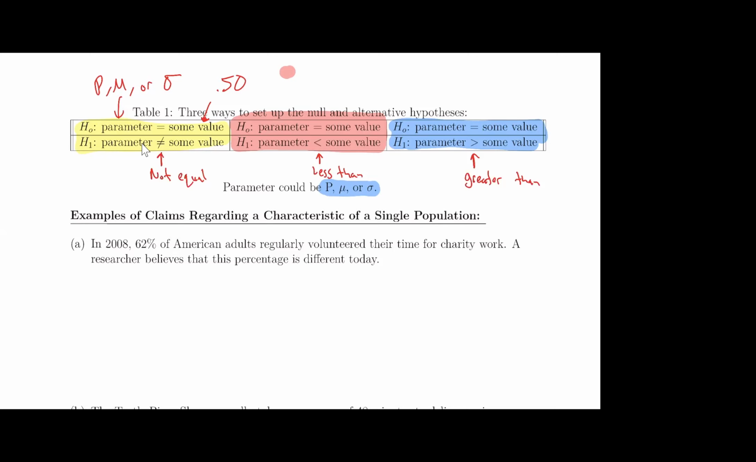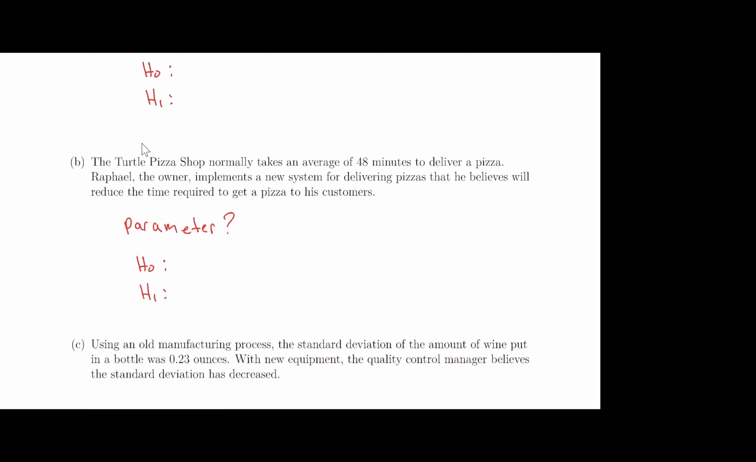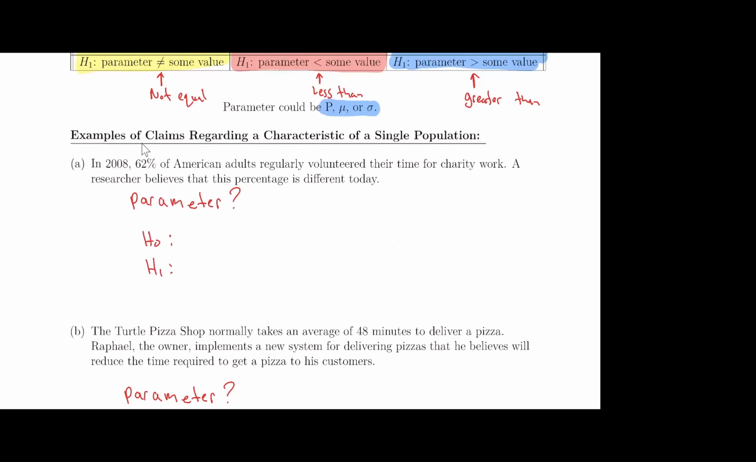Cool. All right, so we're going to go ahead and practice creating a null and alternate hypothesis. So first thing you're going to say, what is the parameter? And then we'll put H0 and we'll do H1. All right, so let's do these three.